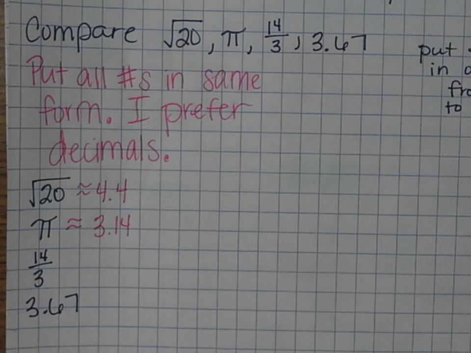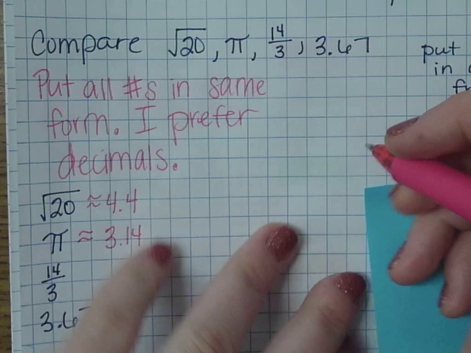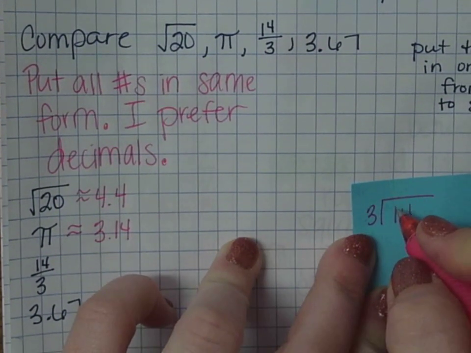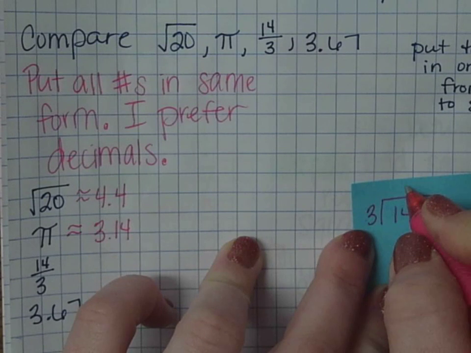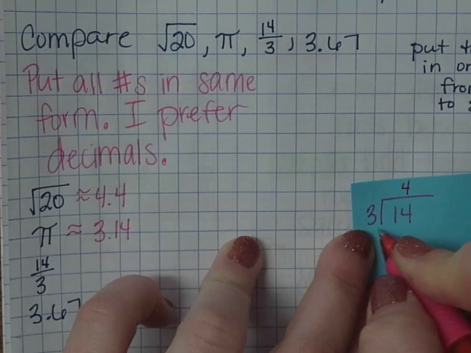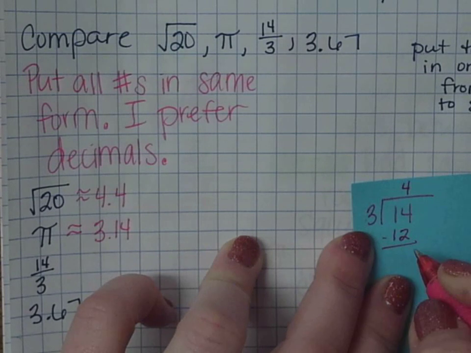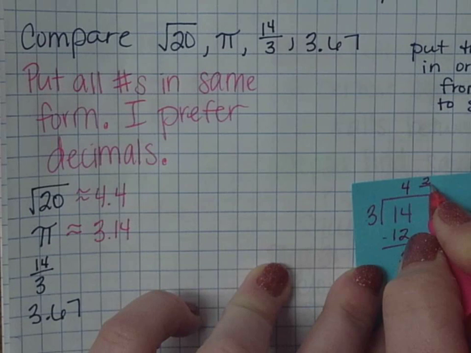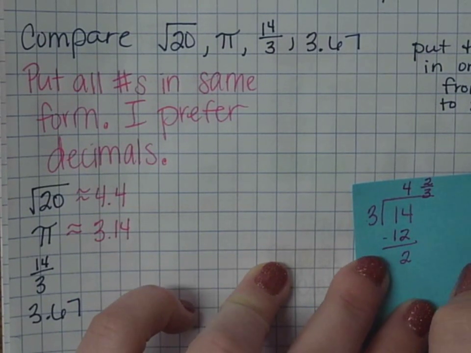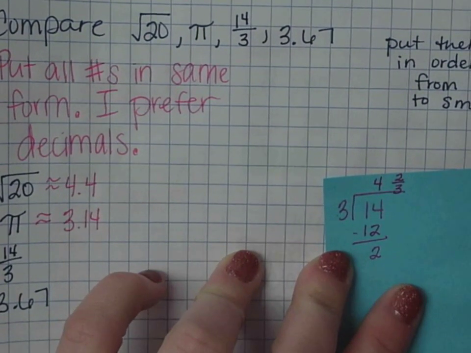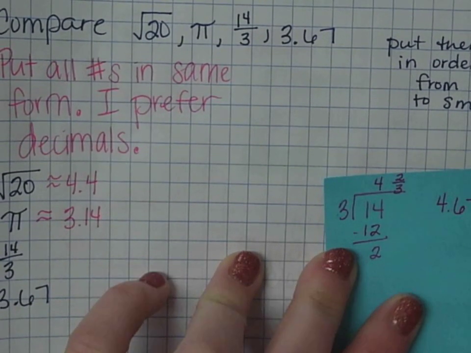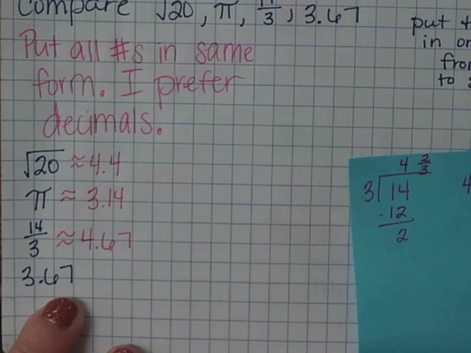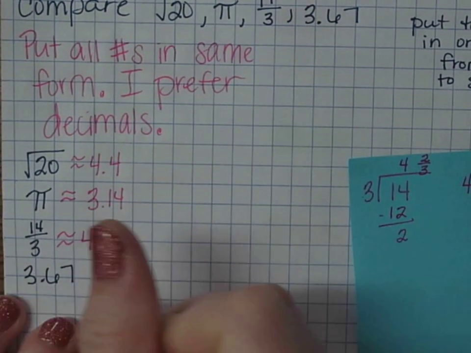You could divide that by hand if you wanted. So I could do 14 divided by 3. 3 goes into 14 4 times. 3 times 4 is 12. 14 minus 12 is 2. So then I would have 2 thirds as my remainder. And hopefully you know what 2 thirds is. It would be 4.67. And then we have 3.67.